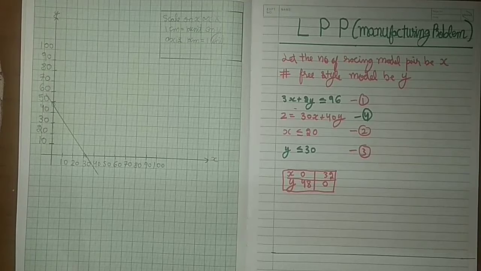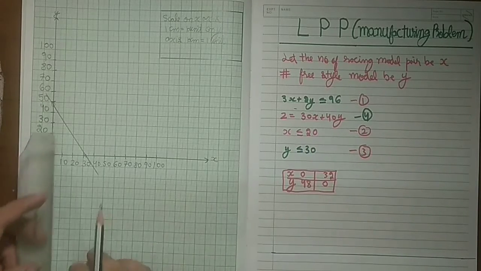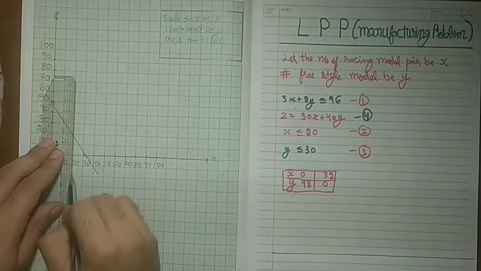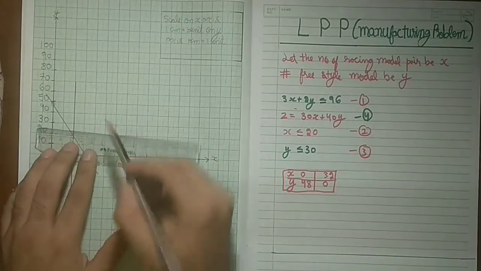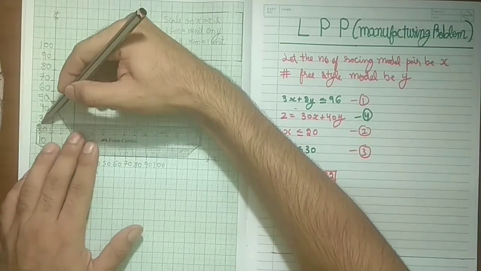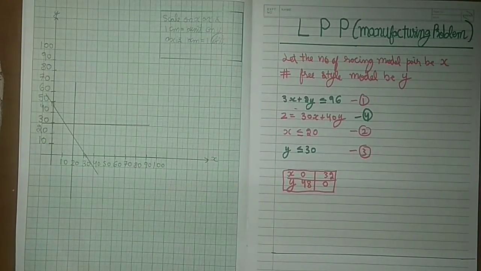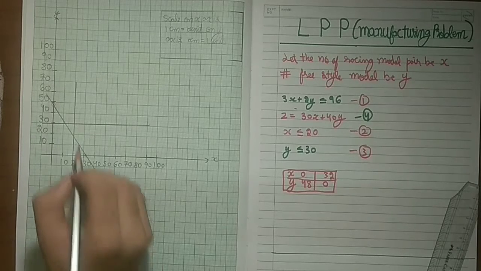Now we will plot graphs for x less than or equal to 20 and y less than or equal to 30. This line is for x less than or equal to 20. And this line here is for y less than or equal to 30. So we are done with plotting the graphs. Let's label them now.